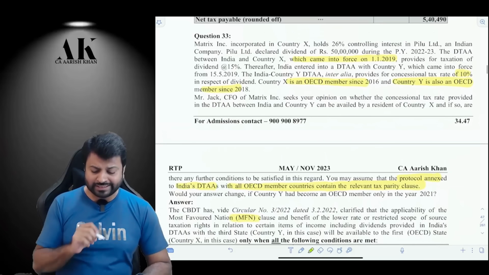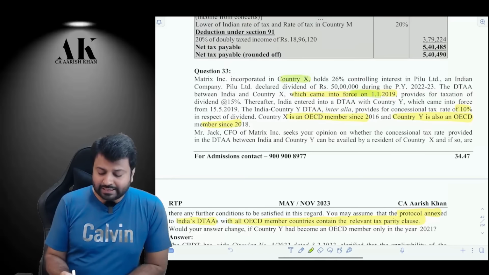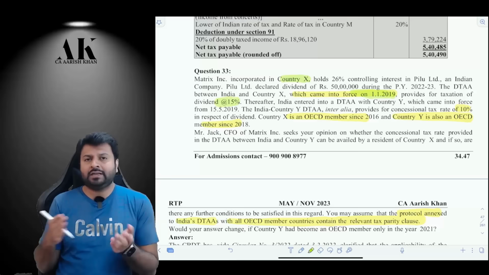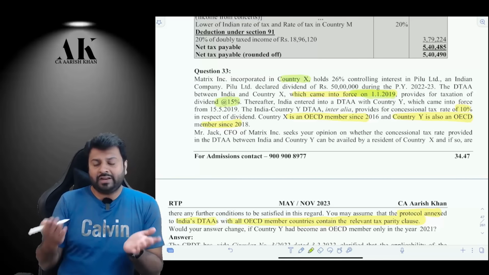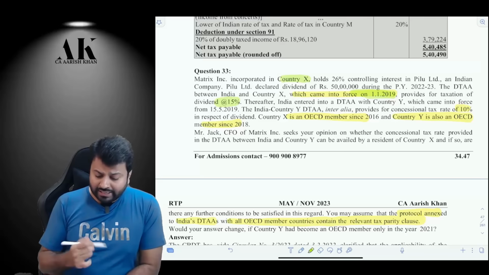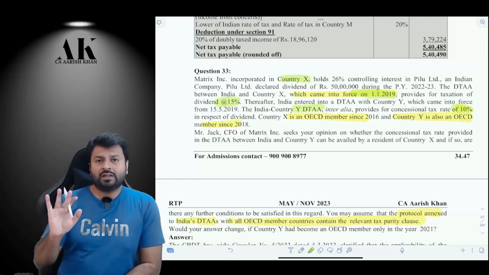Okay. And the last question in this particular RTP is, you are entering into a DTAA with country X, and in that case you are saying that it enters into force on 1st of Jan 2019. As per the DTAA with country X, the dividend will be taxable at 15%. And that country is an OECD member. Now, the next country with which you are entering into a DTAA, after that you are saying that it is subject to 10% tax. Now this is wrong.